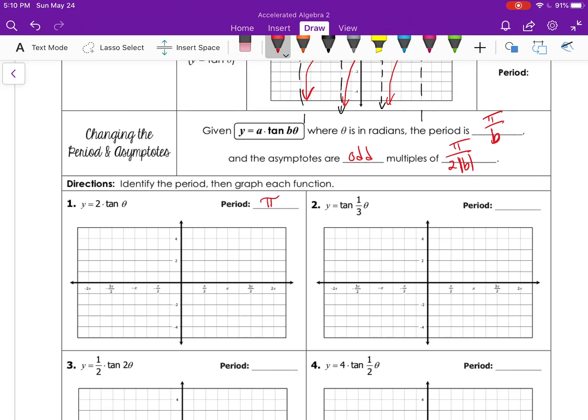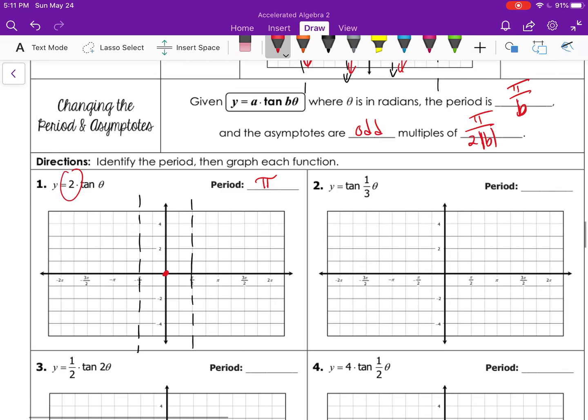All right, so this guy right here, its period is pi. And so what I do is I take that period, pi, and I divide it in half. And I know that at 0, tangent is 0. So I take the period and divide it in half, which gives me pi over 2, which means on either side of the y-axis, pi over 2 away, there has to be an asymptote. That's the way I remember it.